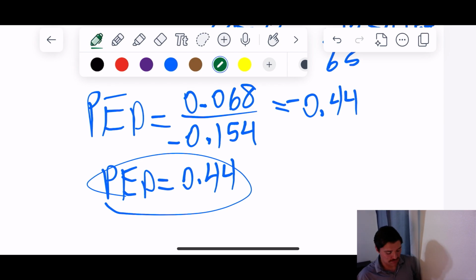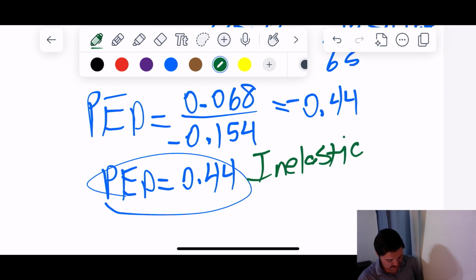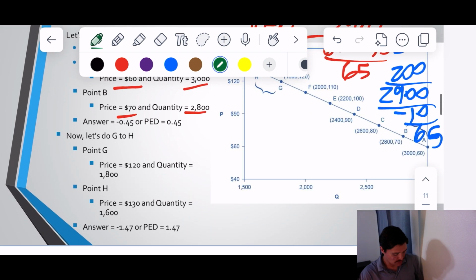Again, because this is less than 1, or 0 point something, this is an inelastic good. No guessing required here. It is 0 point something. It is inelastic. Let's do another one.